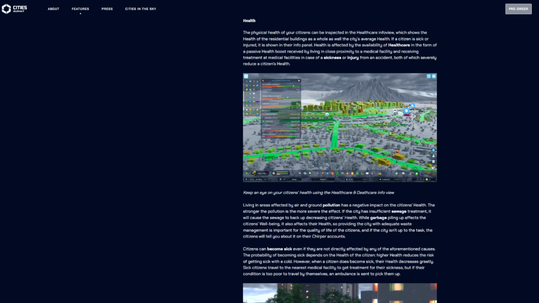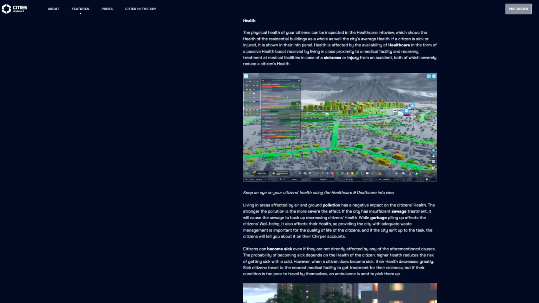So the physical health of your citizens can be inspected in the Healthcare Info View, which shows the health of the residential buildings as a whole, as well as the city's health average. If a citizen is sick or injured, it is shown in their info panel. Health is affected by the availability of health care in the form of a passive health boost received by living in close proximity to a medical facility and receiving treatment at medical facilities in case of a sickness or injury from an accident, both of which severely reduce a citizen's health.